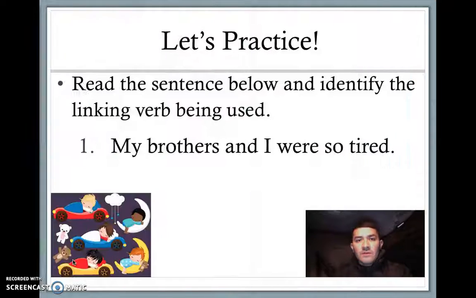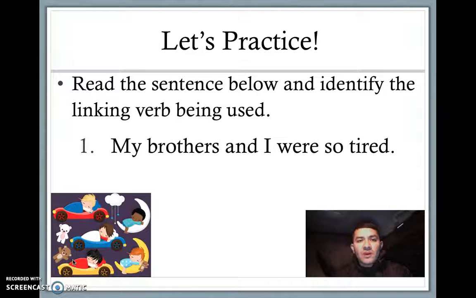Let's move on. Now, why don't you practice? So read the sentence below and identify the linking verb being used. Let me read it to you. Number 1, my brothers and I were so tired. I want you to identify the linking verb used in this sentence.